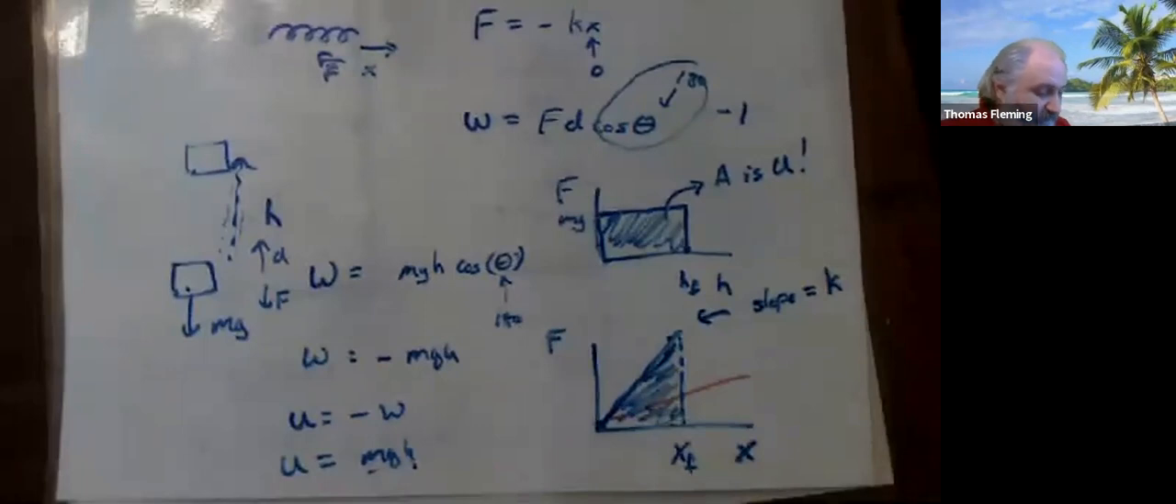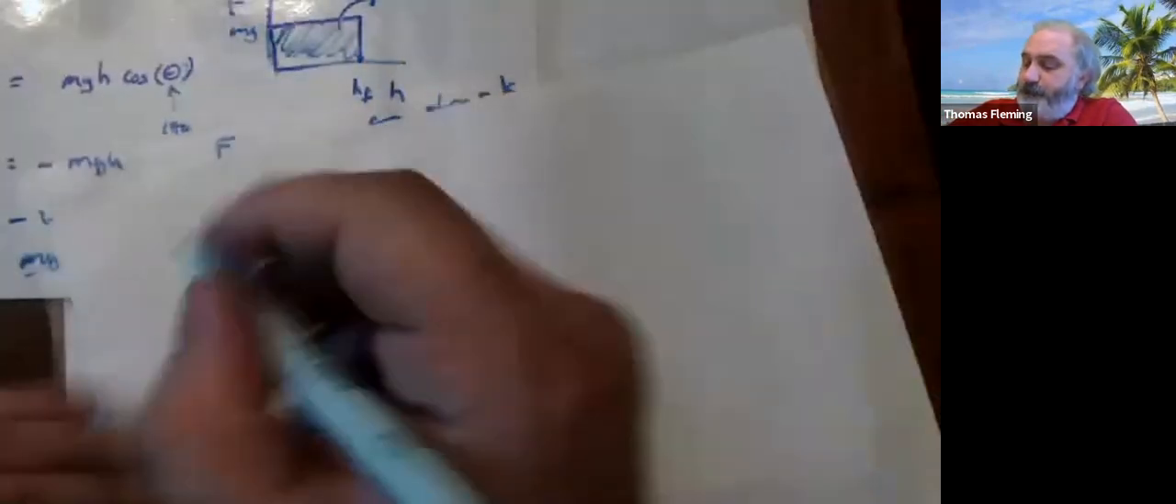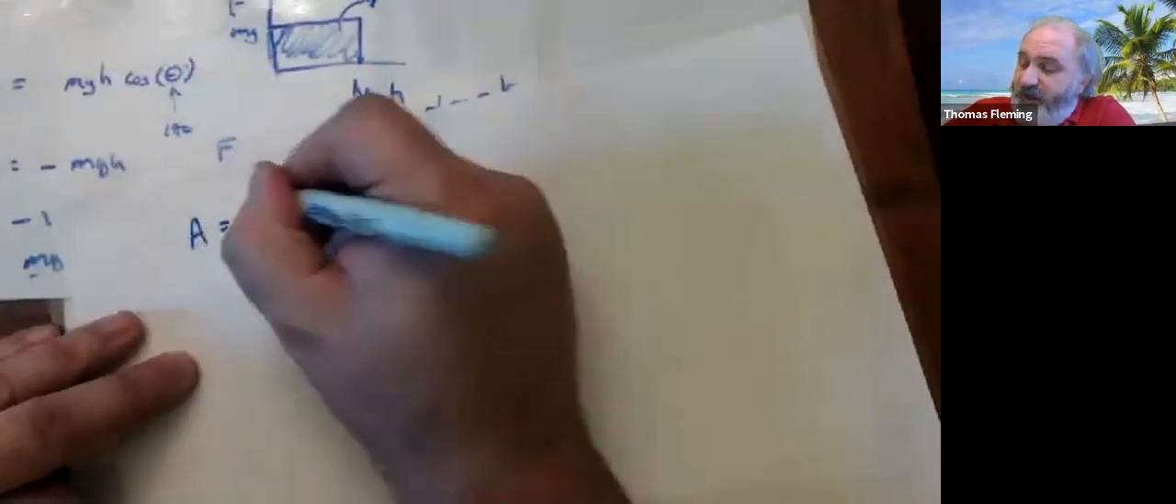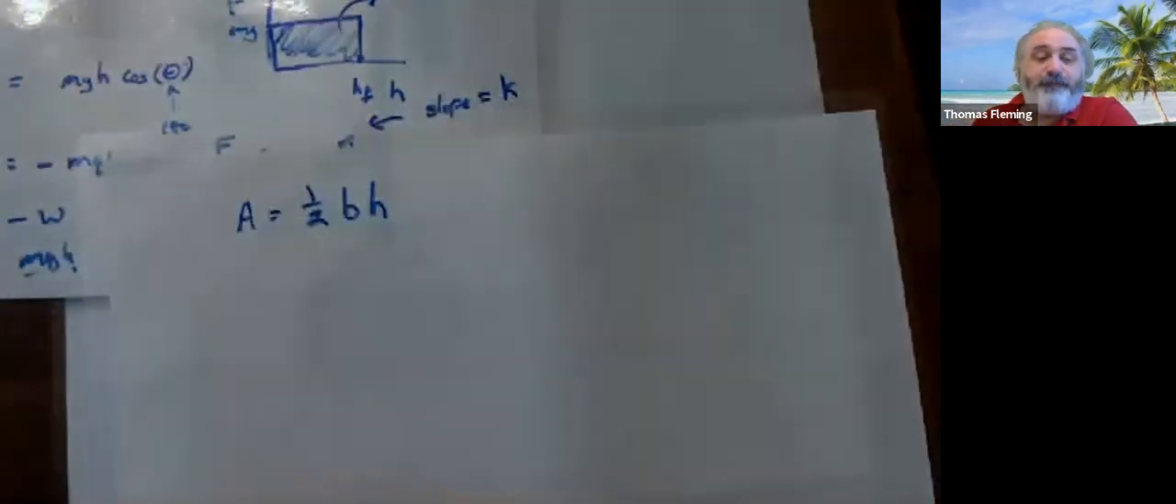Now, how do I find the area underneath that curve? What's the area of a triangle? Well, we learned it in grade school. The area of a triangle is 1/2 times the base times the height.